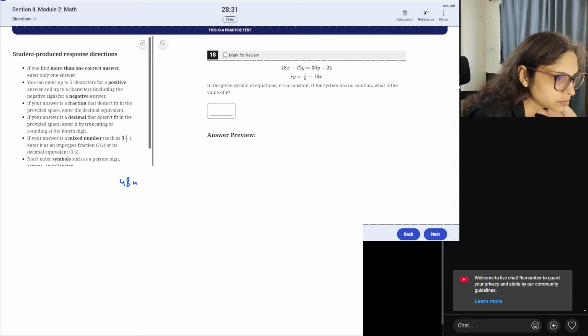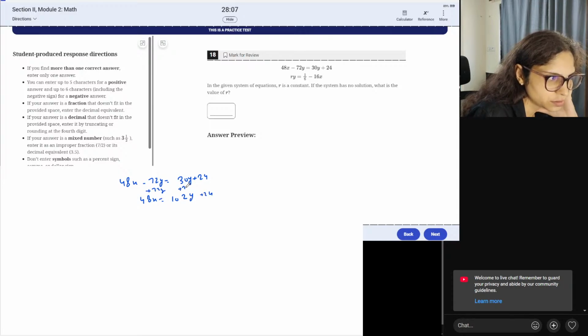48x minus 72y, 30y plus 24. 48x is equal to, I'm adding 72y on both sides. 30 plus 72 is 102.